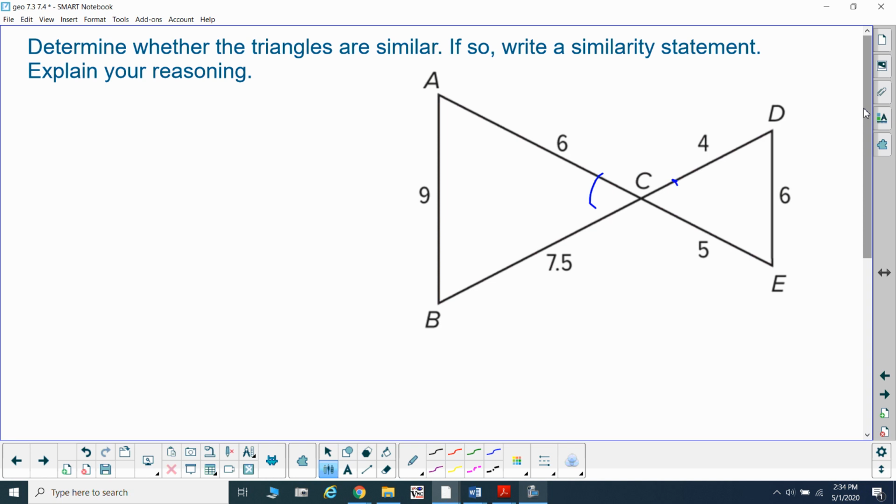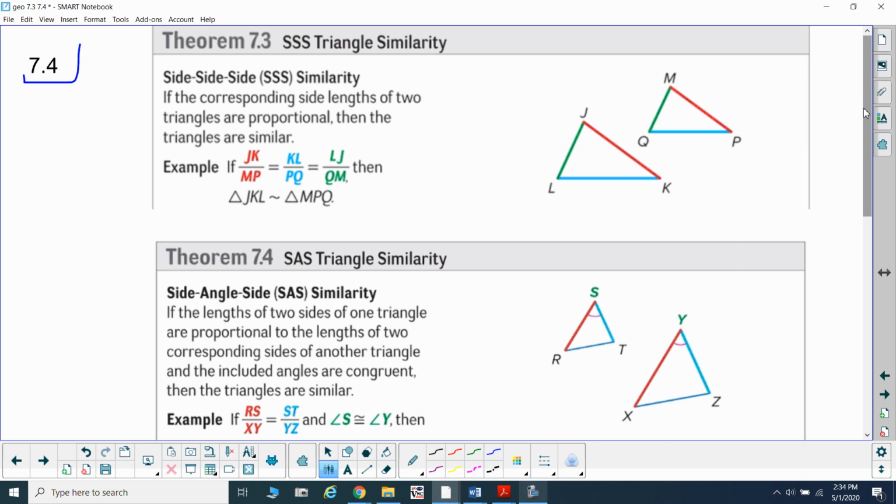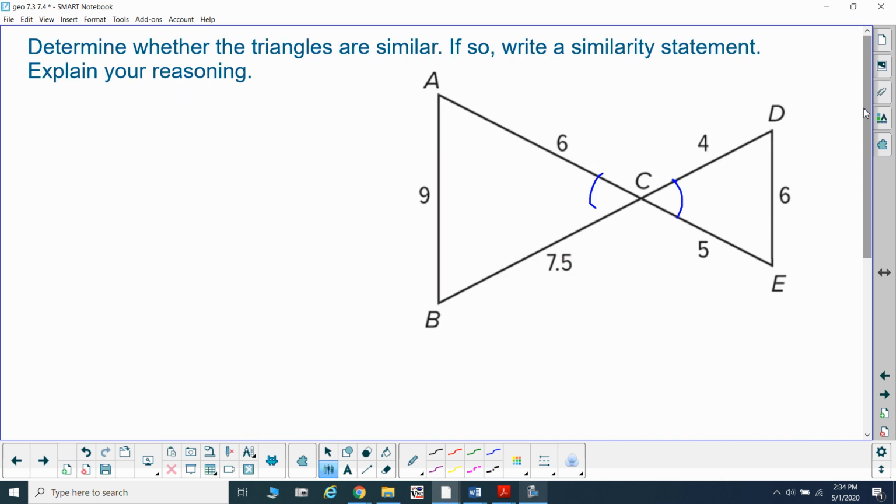Well, again, I know that those angles are congruent, but so we want to either probably be able to use side or side angle side. It actually gives us all three sides, so let's try with the sides and see what we come up with.